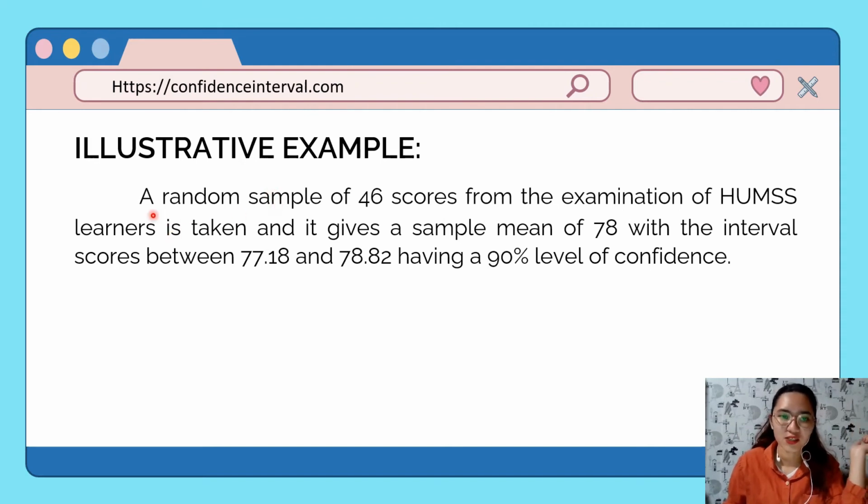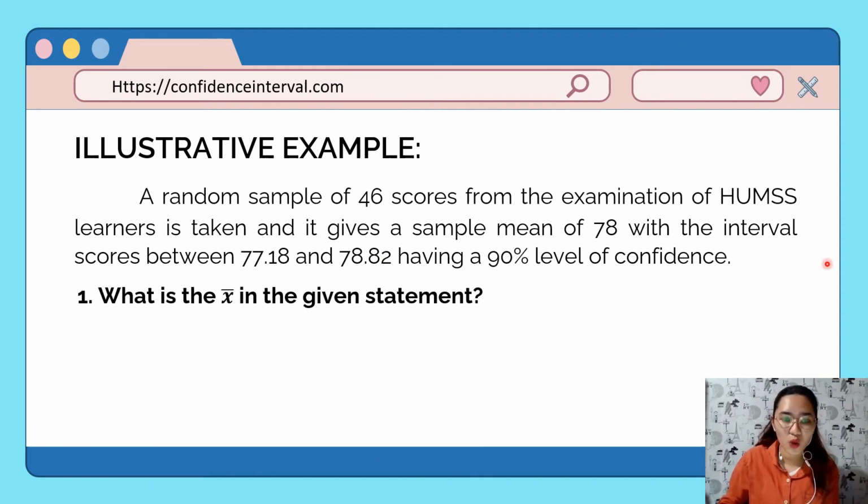Ayan, so magkaroon tayo ng example so that we can better understand yung mga concepts na discuss natin kanina. Ayan. A random sample of 46 scores from the examination of UMS learners is taken. And it gives a sample mean of 78 and with the interval scores between 77.18 and 78.82, having a 90% level of confidence.